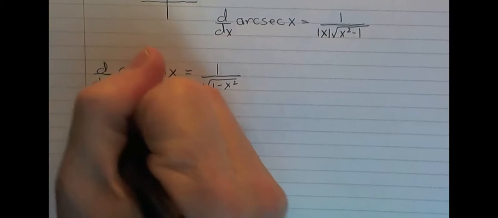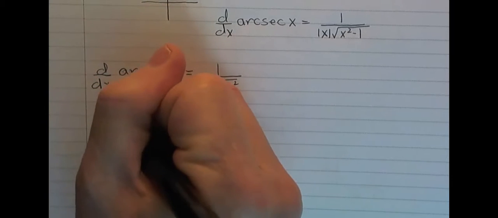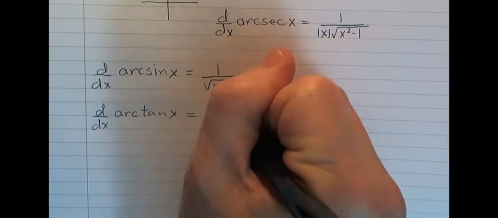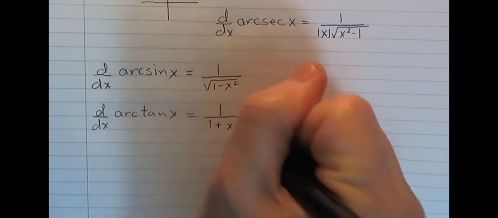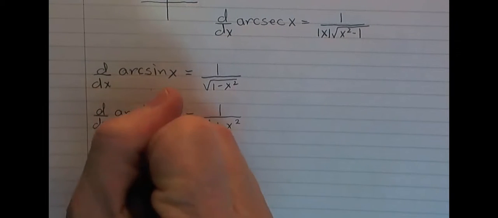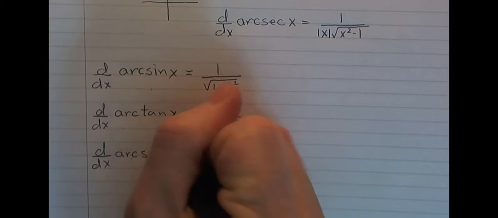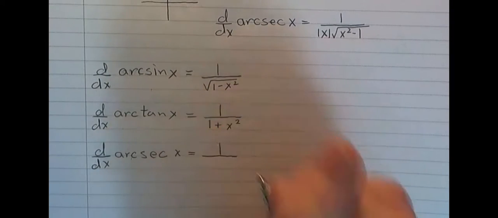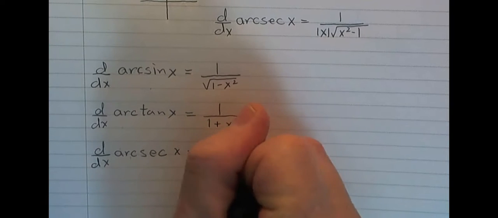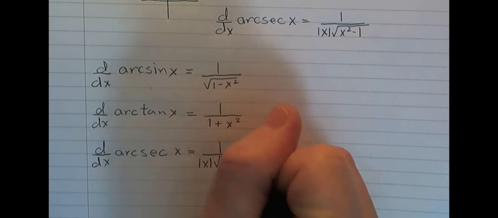We've got the derivative of tangent, arctan that is, and we said that's 1 over 1 plus x squared. And then we've got the derivative of arc secant. And remember, all the other differentiation rules are still at play here. The chain rule, the quotient rule, the product rule, but these are the formulas for these standalone functions. Remember, this is absolute value of x, square root of x squared minus 1.